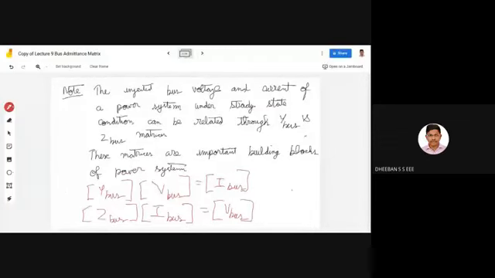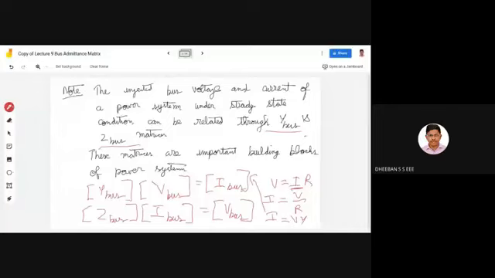Moving on, the injected bus currents of the power system under steady state condition can be related through your Y bus and Z bus. So now we are coming to the relationship between your Y bus and your Z bus. It is more or less similar to the normal formula, Ohm's law, V equal to IR. If you have I on this side, I equal to V by R, and this 1 by R represents your Y. This is what they have given over here.